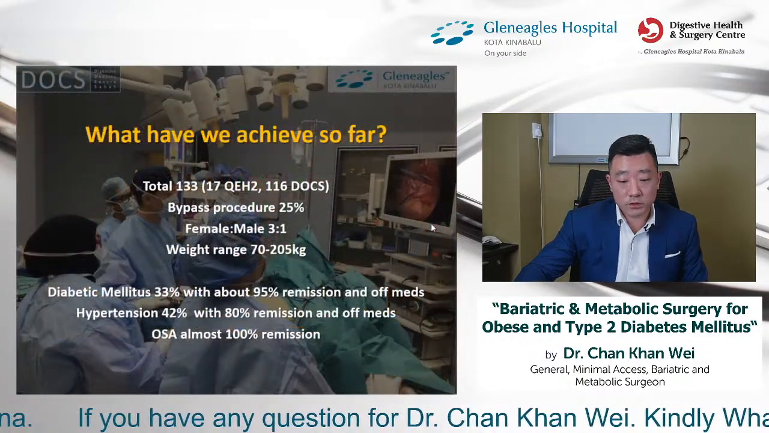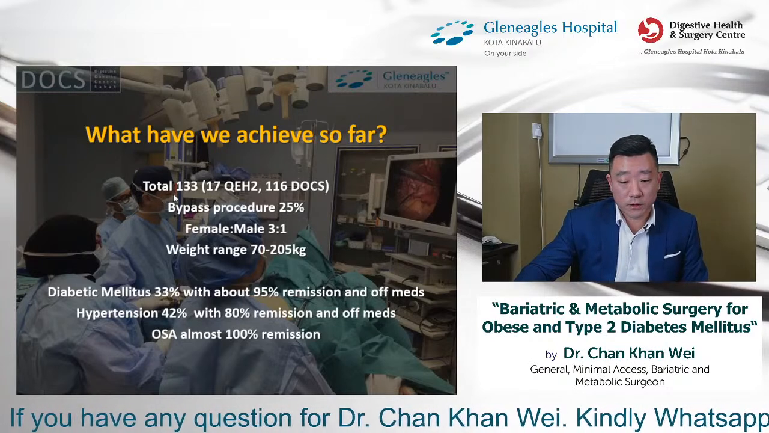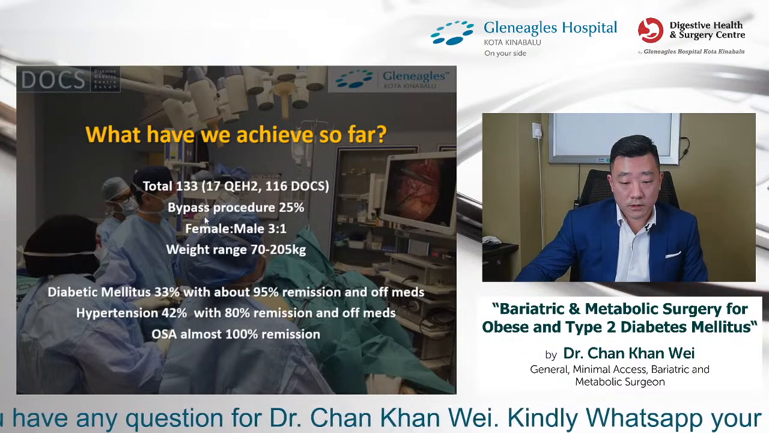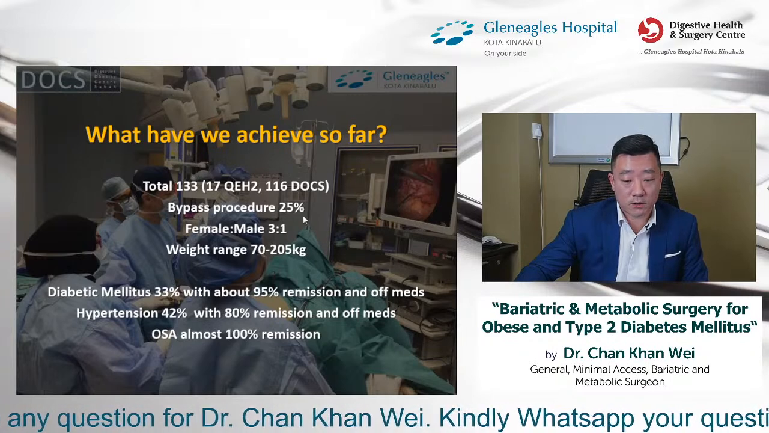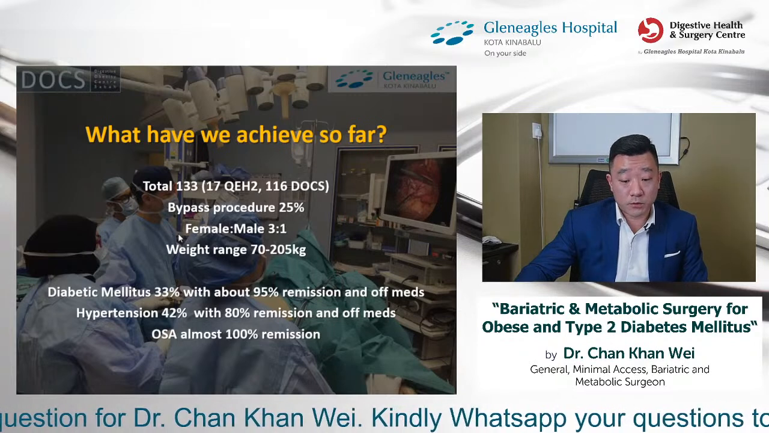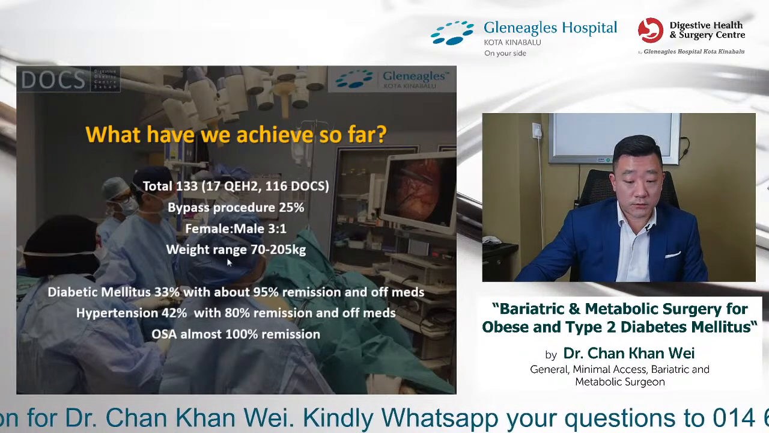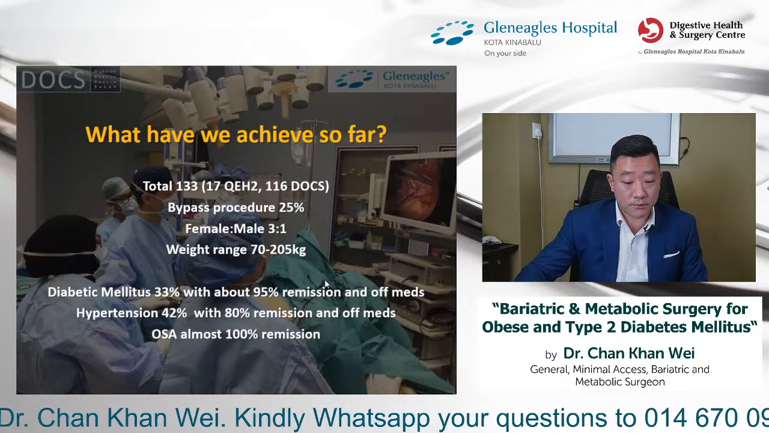So what have we achieved here so far in KK? In total we have more than 130 cases done here. We can see the majority of the procedures involve a sleeve gastrectomy, and only up to about 25% are bypass procedures. Female patients are more than male, 3 to 1, and the weight range that we see here is from 70 kilos to even up to 205 kilos, BMI of 70.